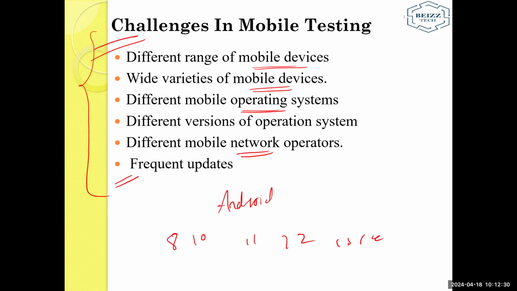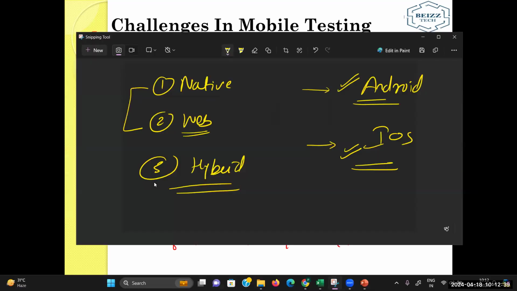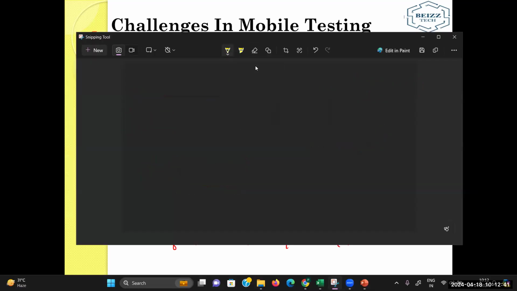So if there is a variety of devices and operating systems available, generally we can say there are three ways. You can test the application with the help of a real device. It means we should have a device with us. After that, we can install that application onto the device and test.